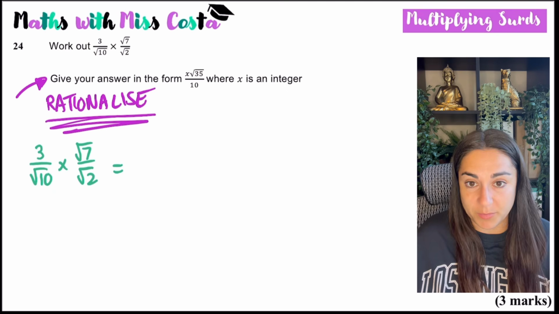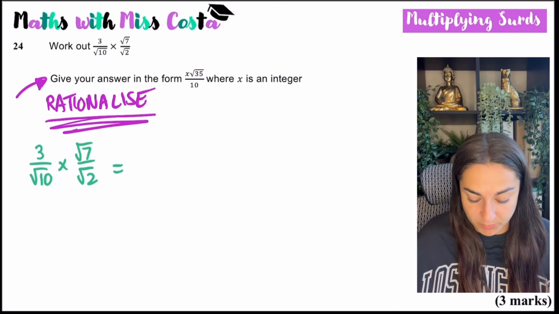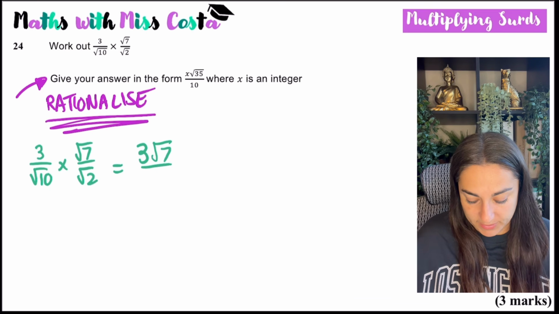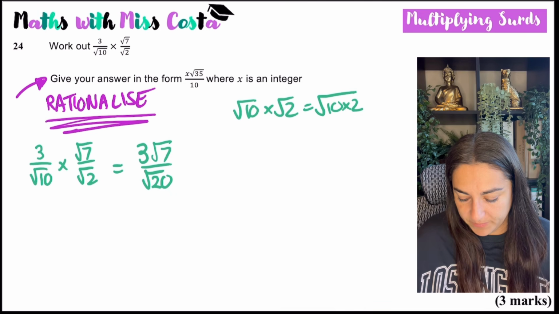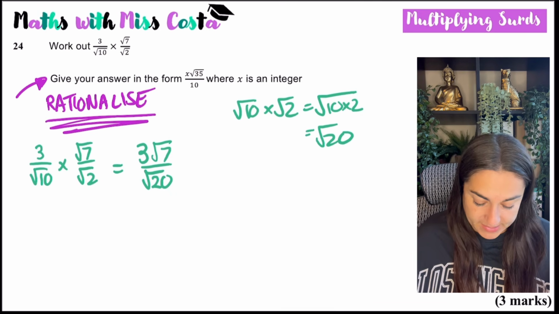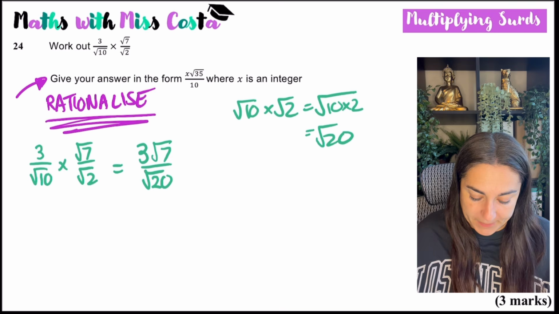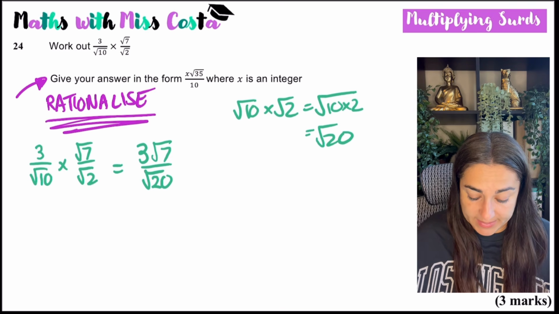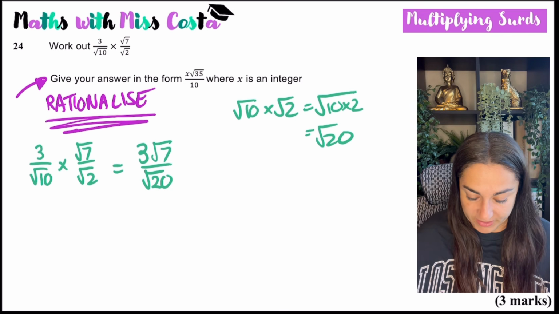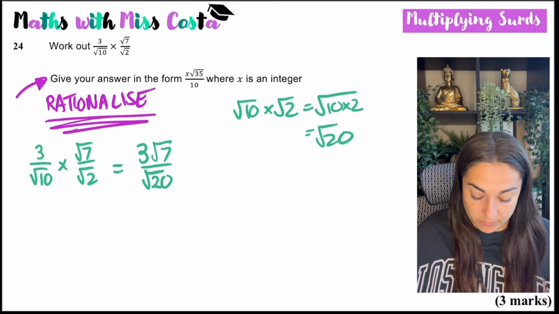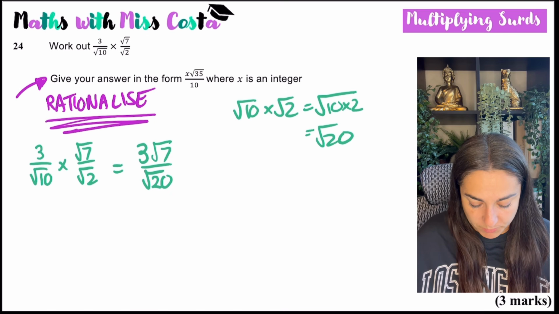So let's multiply them. When I'm multiplying fractions, I multiply the numerators across. So that would be 3 root 7, and I multiply the denominators. So that would be root 20. A reminder that when we're multiplying surds, we bring them together under the same little umbrella. So that's why that becomes root 20. There's a few things we could do. We could first simplify the surd, that might make our life easier, or we could just multiply by root 20. Let's just multiply by root 20.